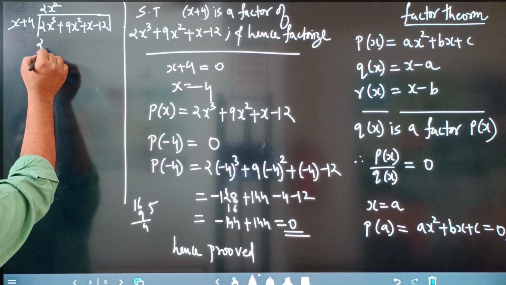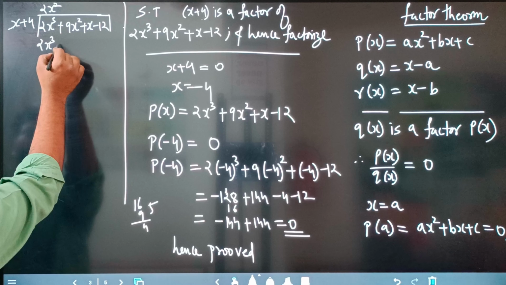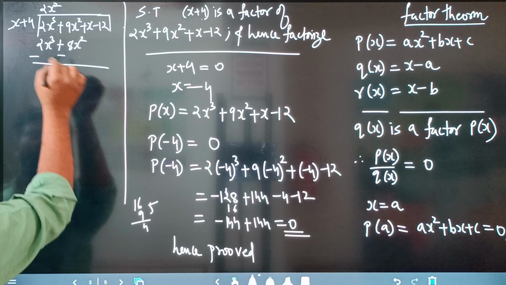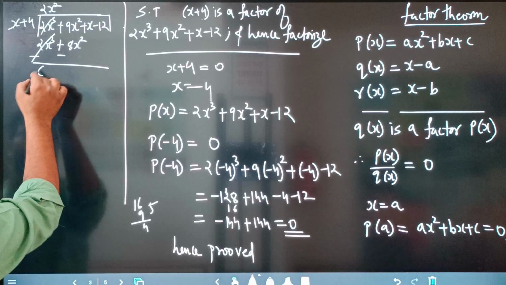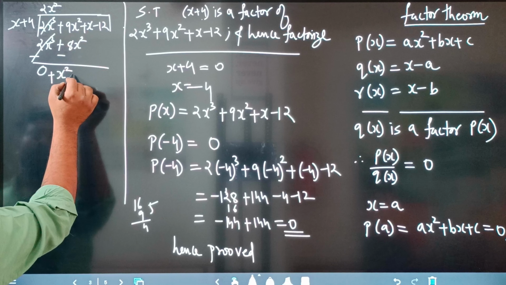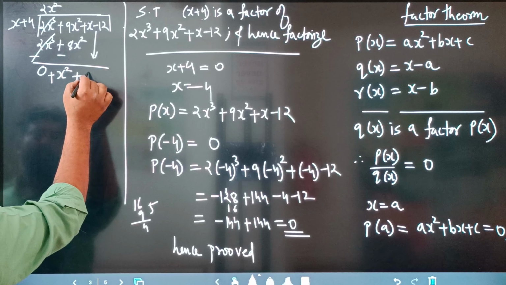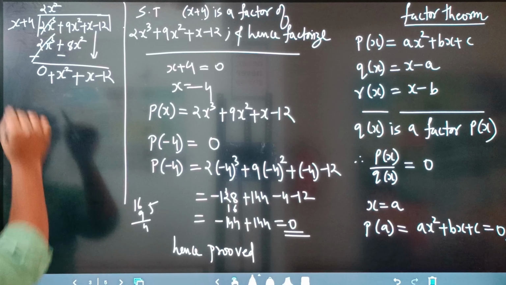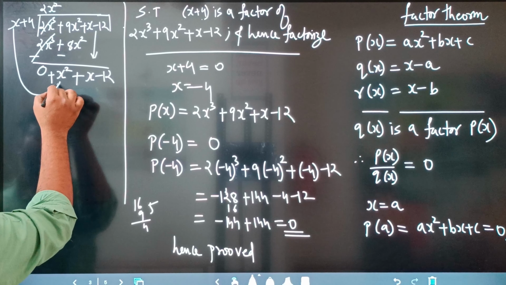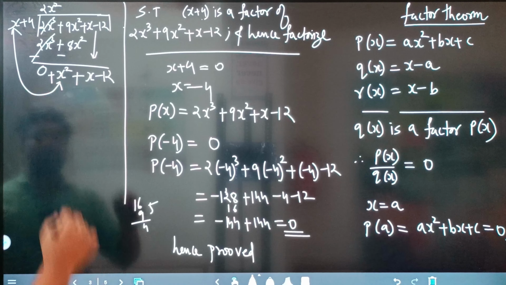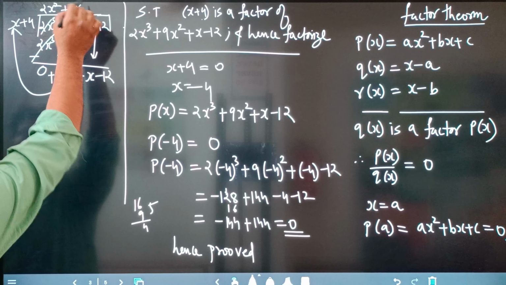So it will be 2x cube over here, and 4 multiplied by 2x square is 8x square. Subtraction, just as in normal division, gives us 0, and this will give you just x square plus x square. Carrying down the remaining terms, plus x minus 12. Now once again the same thing: the first term should be multiplied by what, so as to give the first term x square?